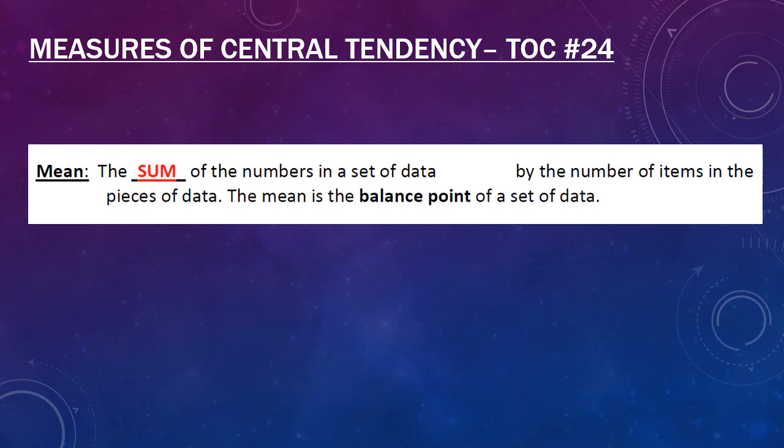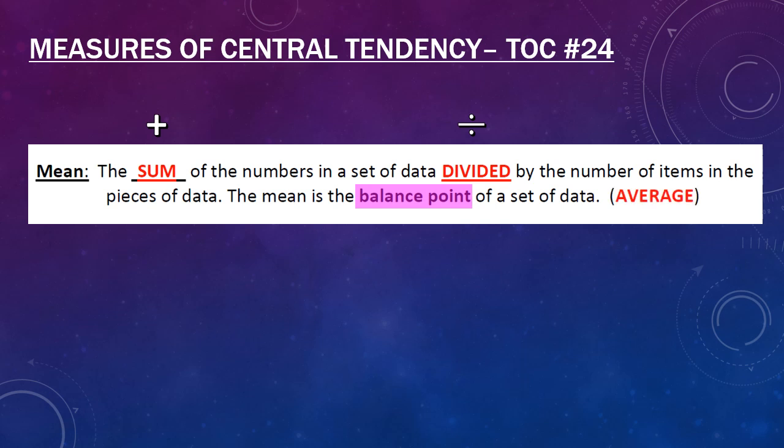The mean is the sum, adding, of numbers in a set of data divided by the number of items in the pieces of data. So you're adding all the numbers together and dividing it by how many numbers there are. The mean is also called the balance point. I want you to put a star around the word balance point because it's really important that you make a connection between mean and balance point, because when you see the word balance point, you're really just finding the mean.